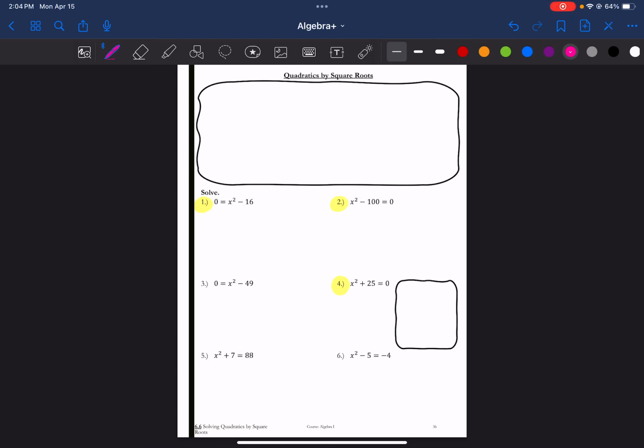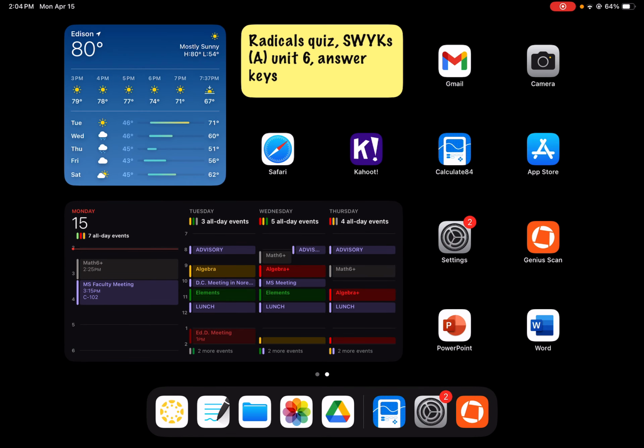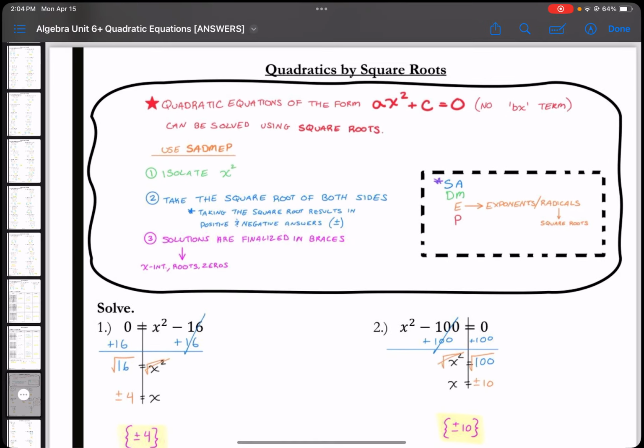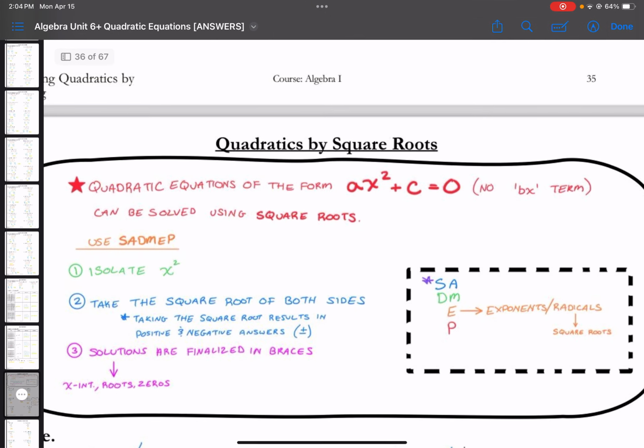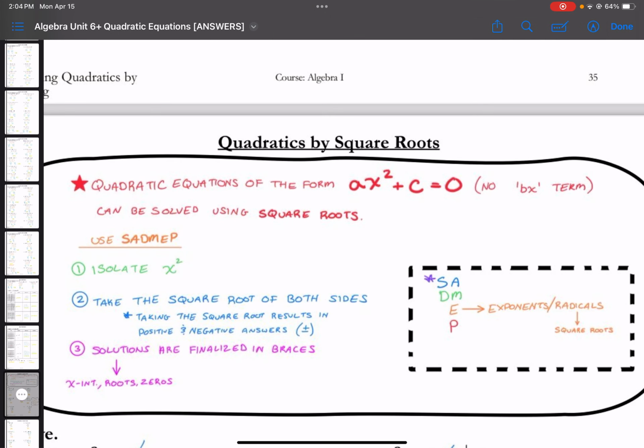We're going to begin 6.6, which is solving quadratics by square roots. A lot of what you're going to see today is not new. It's more of a sense of what we're putting together. So let's go ahead and take these notes. Go ahead and pause the video so you can take the notes.